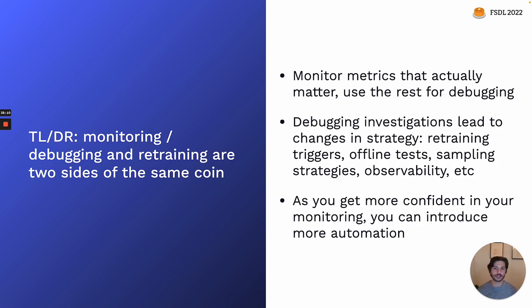And then lastly, another principle for iterating on your strategy is as you get more confident in your monitoring, as you get more confident that you'll be able to catch issues with your model if they occur, then you can start to introduce more automation into your system. So do things manually at first, and then as you get more confident in your monitoring, start to automate them.